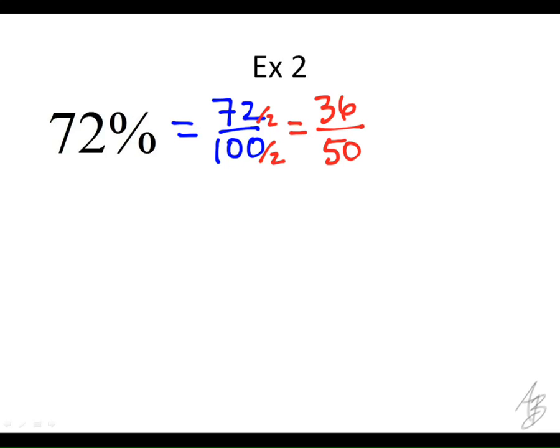Okay, am I done? No, I can reduce by 2 again, can't I? So reduce by 2, and 36 divided by 2 is 18. 50 divided by 2 is 25. Can I reduce again? No. Get 18 over 25.